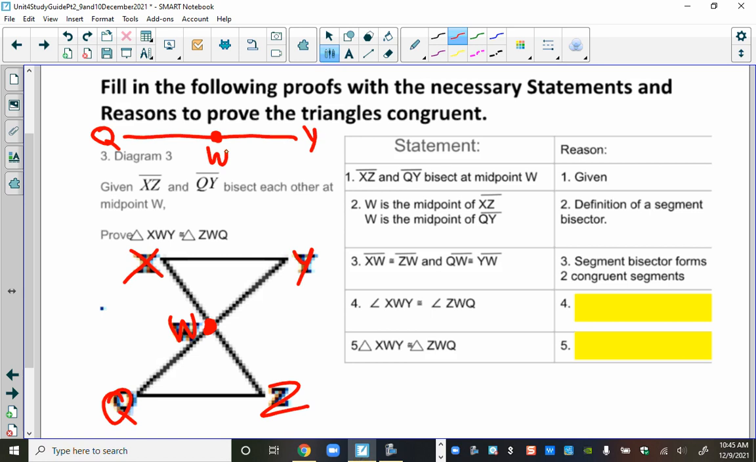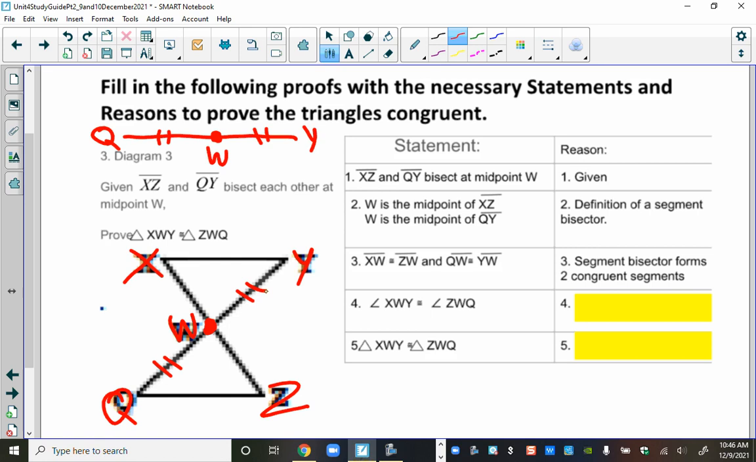What can we say about the relationship between Q and W, and W and Y? What can we say about the relationship between this distance and that distance? They're equal. Yeah, they're congruent. They're equal to each other. So, boom. Q to W, W to Y are going to be congruent.